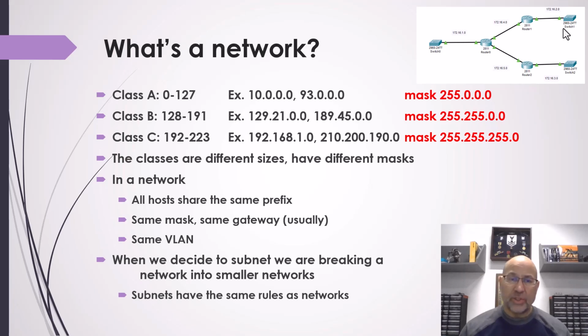Now, all of the hosts in a particular network share the same prefix. That is to say, they share the same beginning. So if two nodes both begin with 10 and then there's 0.0.1 maybe, or 10.9.9.9, if they share that mask of 255.0.0.0, they're all on the same network. So they share the same prefix, the same mask, and usually the same router or gateway. All hosts in a particular network will be in the same VLAN.